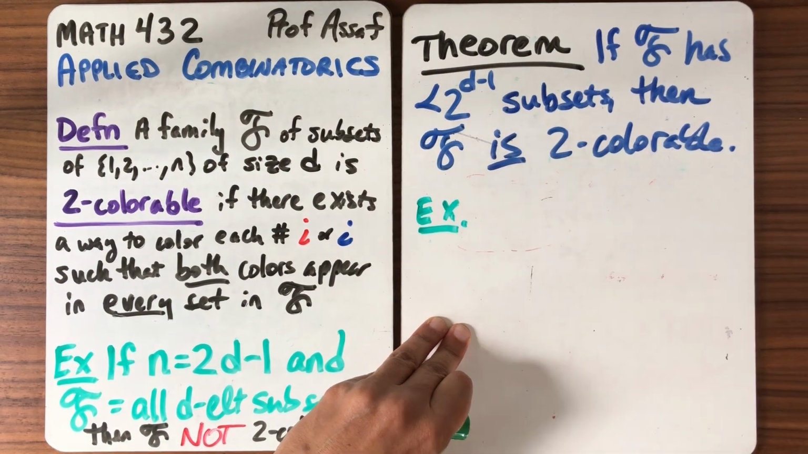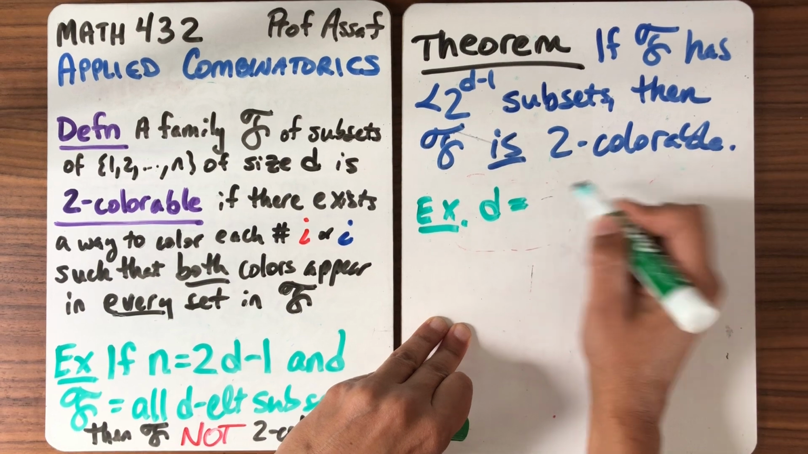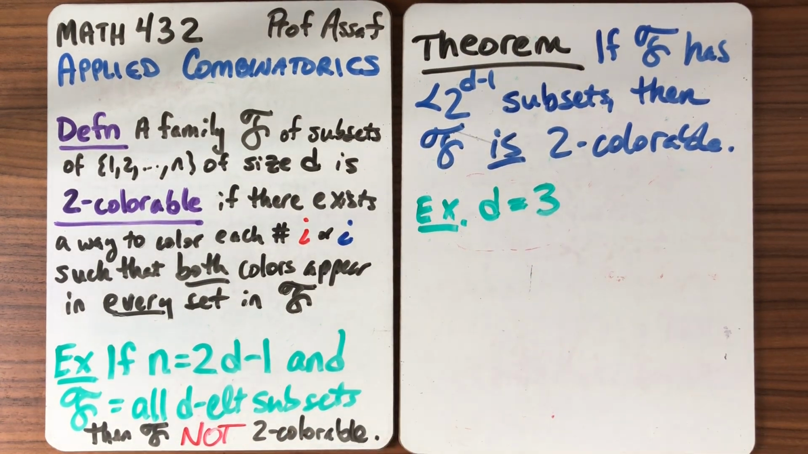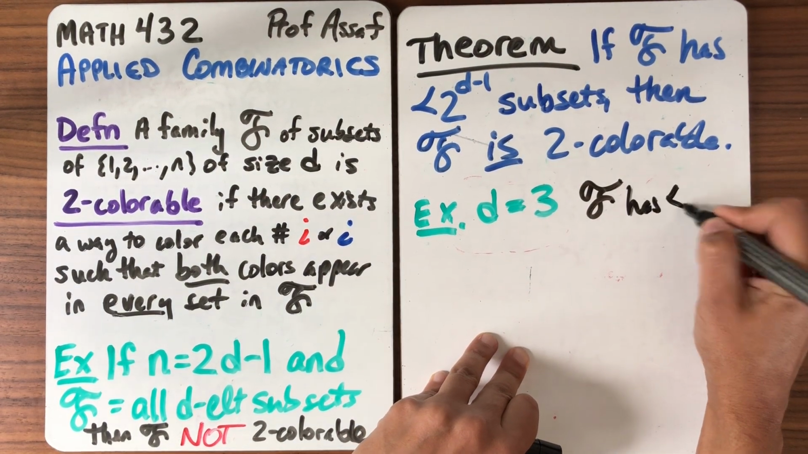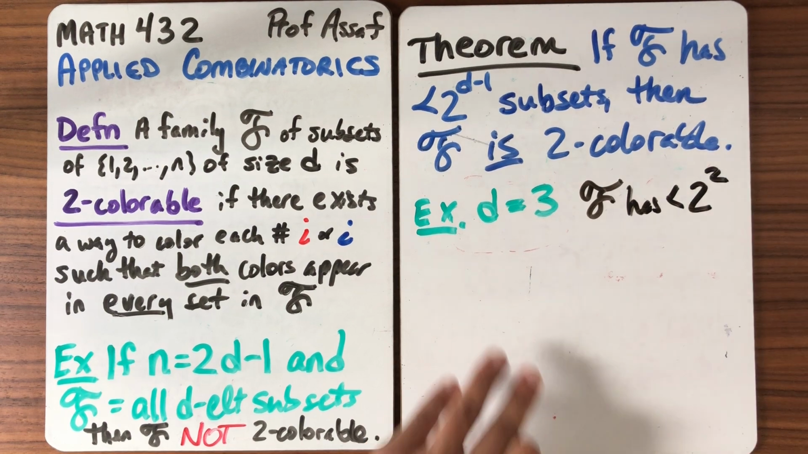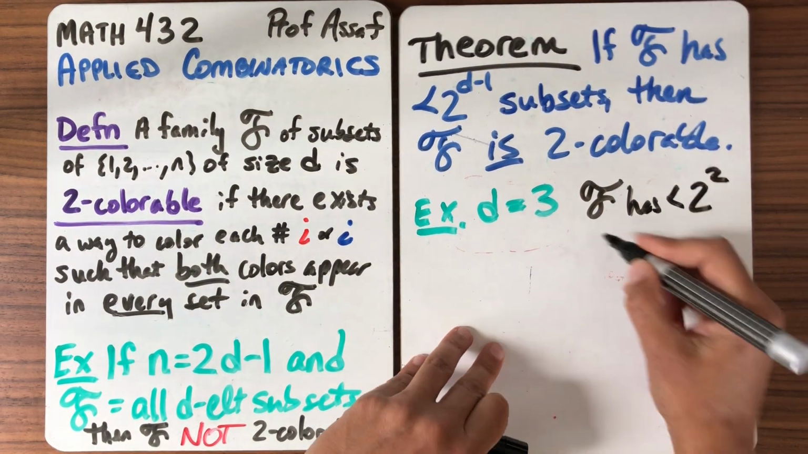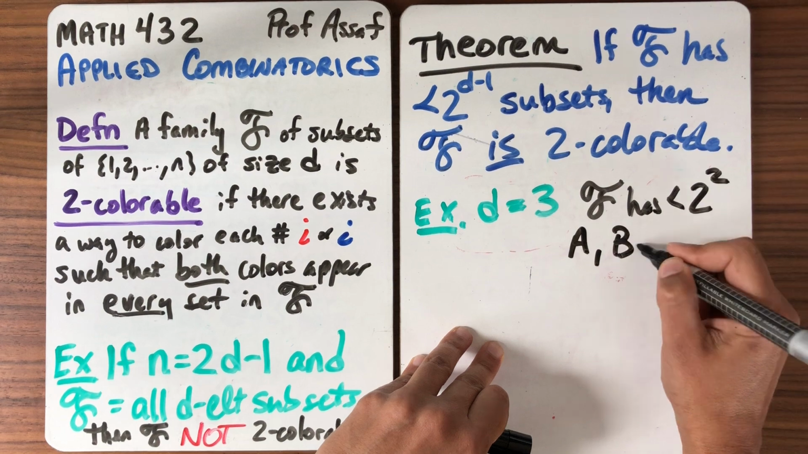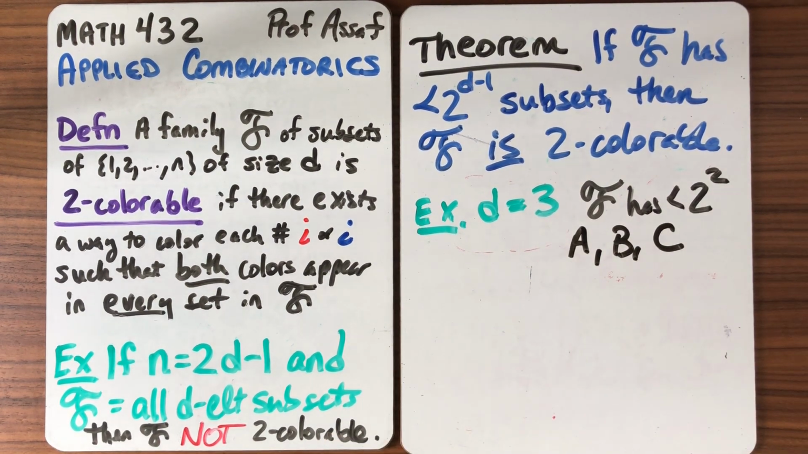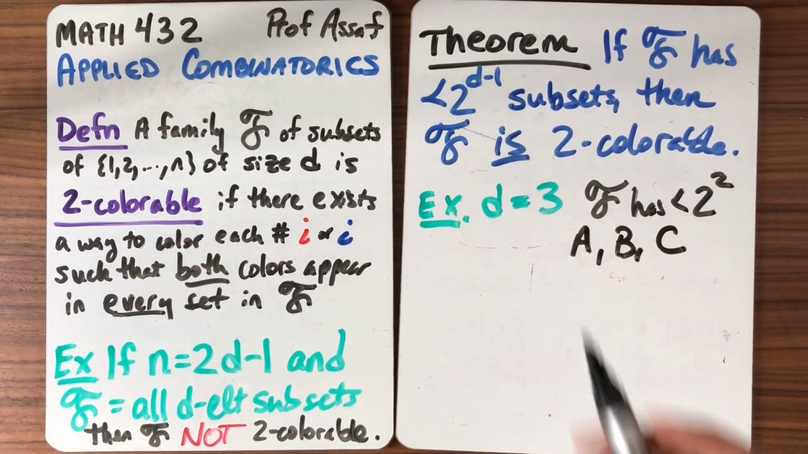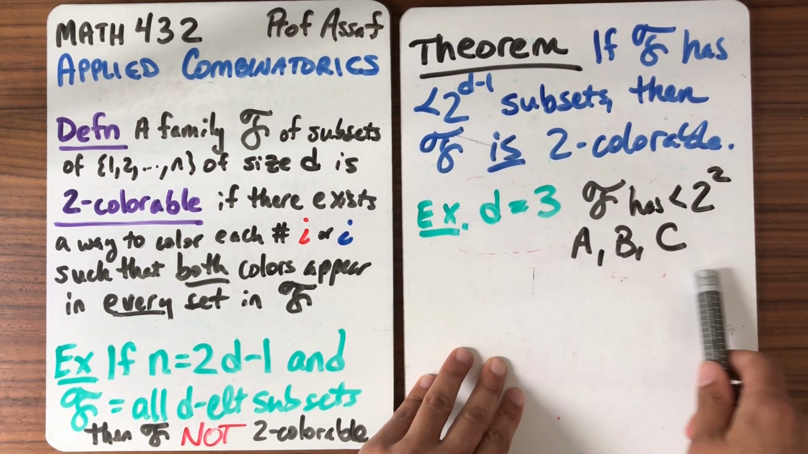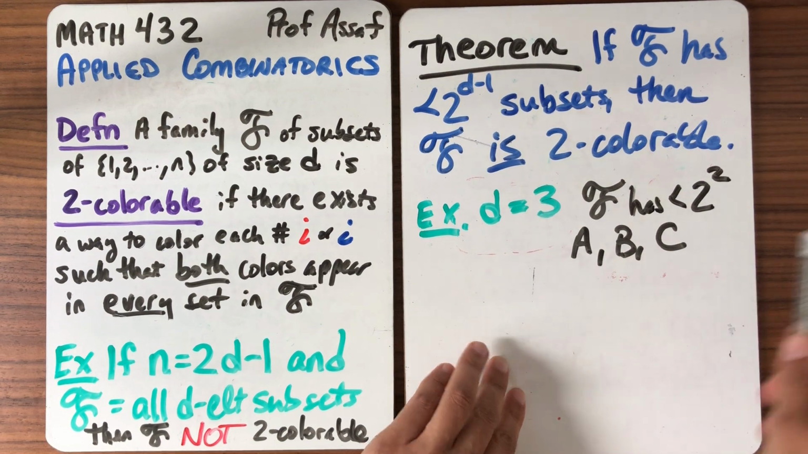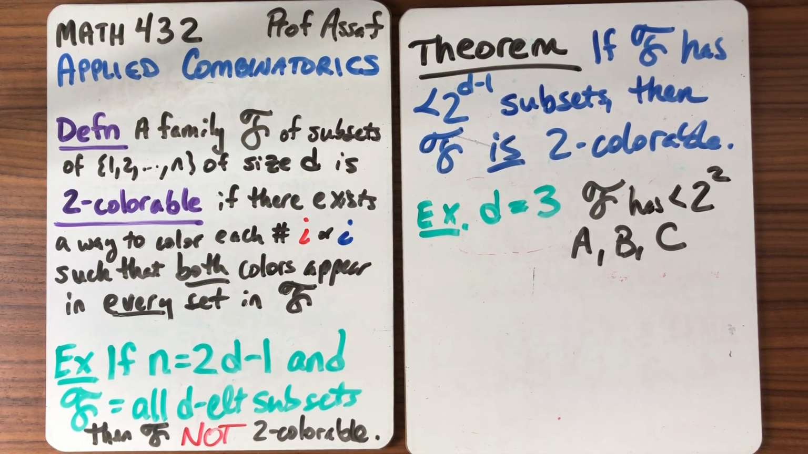Let's do an example to see, with d equal to 3. What is this statement saying in the case that d equals 3? We need F to have less than 2 squared subsets. So it's going to have A, B, and C, all of size 3. And we claim that it's two colorable, no matter what n is. But we can see that in this case, if we're going to have these 3 things, we're going to have n to be at least 4.